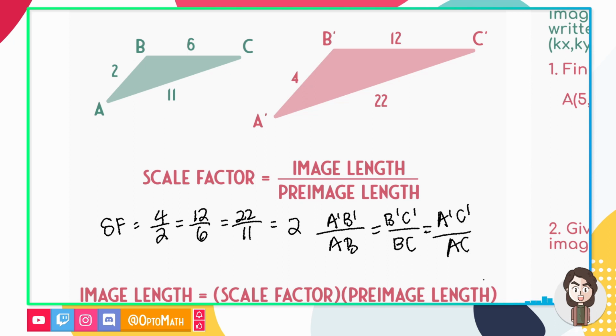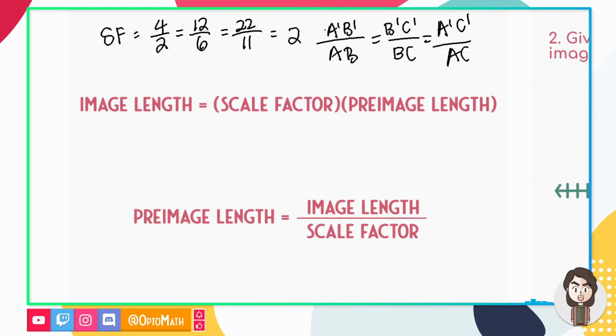So here's how we could also write it in letters. Let's say we wanted to find an image length and we knew the scale factor and the pre-image length. We could just multiply these two. And this equation, along with this next one, just come from rearranging the original scale factor equation. So we know the scale factor is 2. Let's pick a random pre-image length. So we know it's image over pre-image, so we could use 2, 6, or 11. How about we just use 2? And that means 2's corresponding image length should be 4, which matches up perfectly.